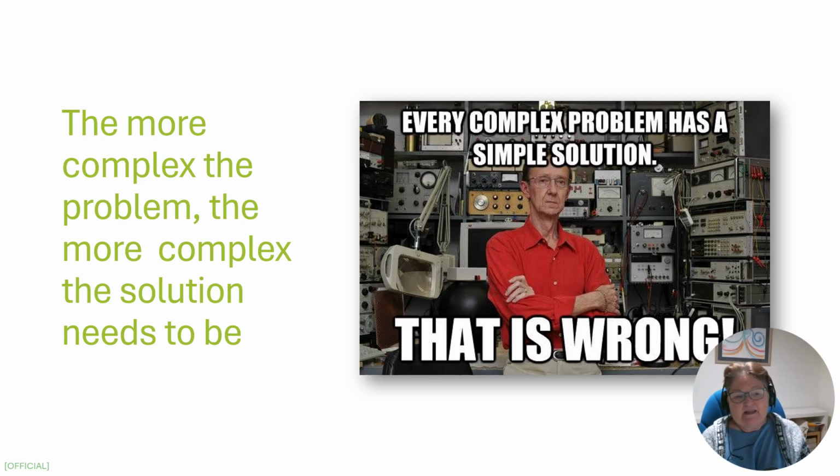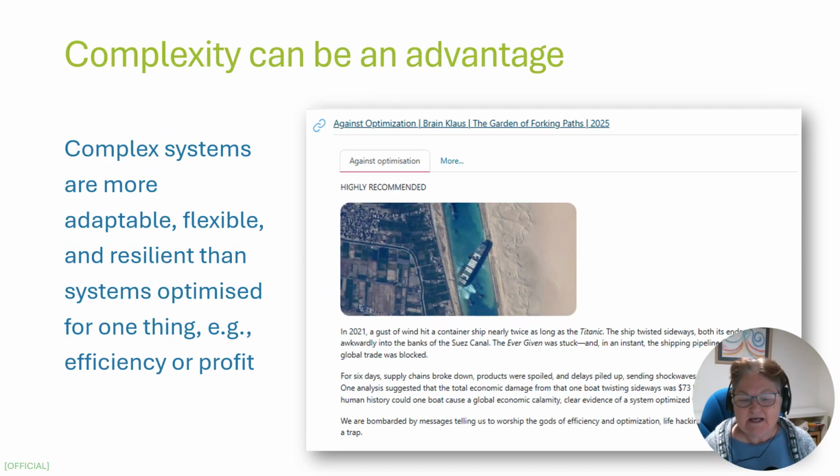So typically, the higher the level of complexity of the problem, the higher the level of complexity of the solution that you will need to fix it. So solutions to complex problems are often multi-pronged at the same time, which of course makes it hard to know whether what you're doing is helping. However, complexity can be an advantage.